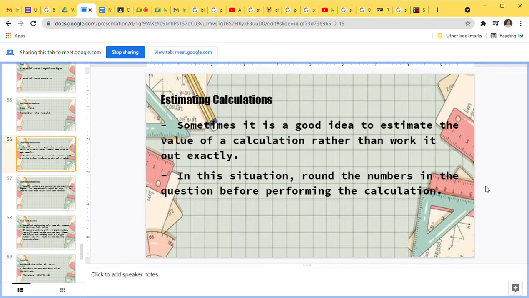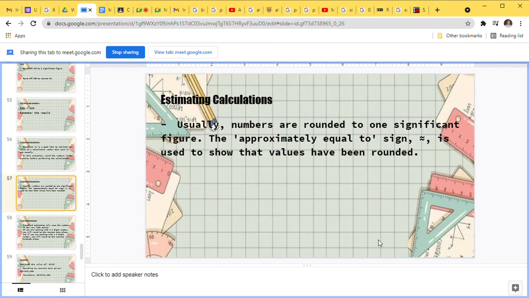So that is how we try to estimate the values, rather than work them out, right? For us, it's easier to work with the whole dollar than with the 50 cents, the 5 cents, the 25 cents, the 35 cents. So that is a good idea to estimate, right? In this situation, we round numbers in the question before performing the calculation. So in estimating calculations, what we do first when we get our numbers to calculate is round off those numbers before doing the calculation. Usually numbers are rounded to one significant figure.